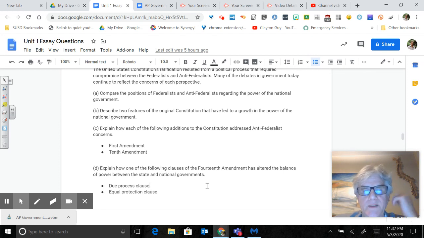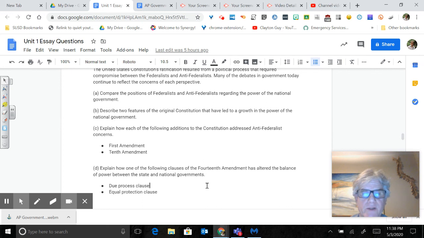Explain how one of the following clauses of the 14th Amendment, you only have to do one, has altered the balance of powers between state and national. Both of these: the Due Process Clause, states cannot take away anybody's life, liberty, property without due process. And then there's the Equal Protection Clause. The Due Process Clause is for civil liberties. The Equal Protection is for civil rights. So you cannot take anybody's right to a trial or right to a warrant or gun or freedom of speech, freedom of religion without due process.